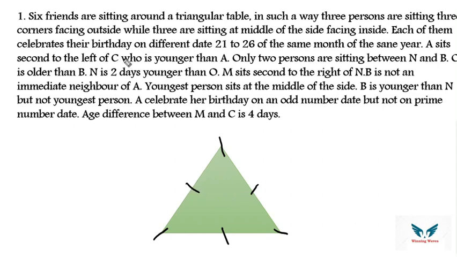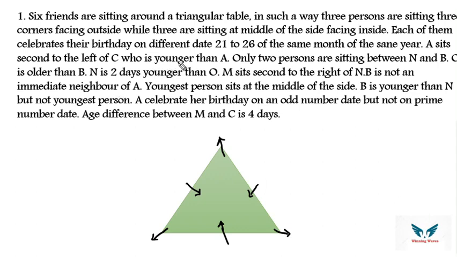The 3 persons who are sitting at corners are facing outside. Corners means this part, corner. While 3 are sitting in the middle of the sides facing inside. So the middle of the side, facing inside. We can say this is the blueprint of the corresponding arrangement.